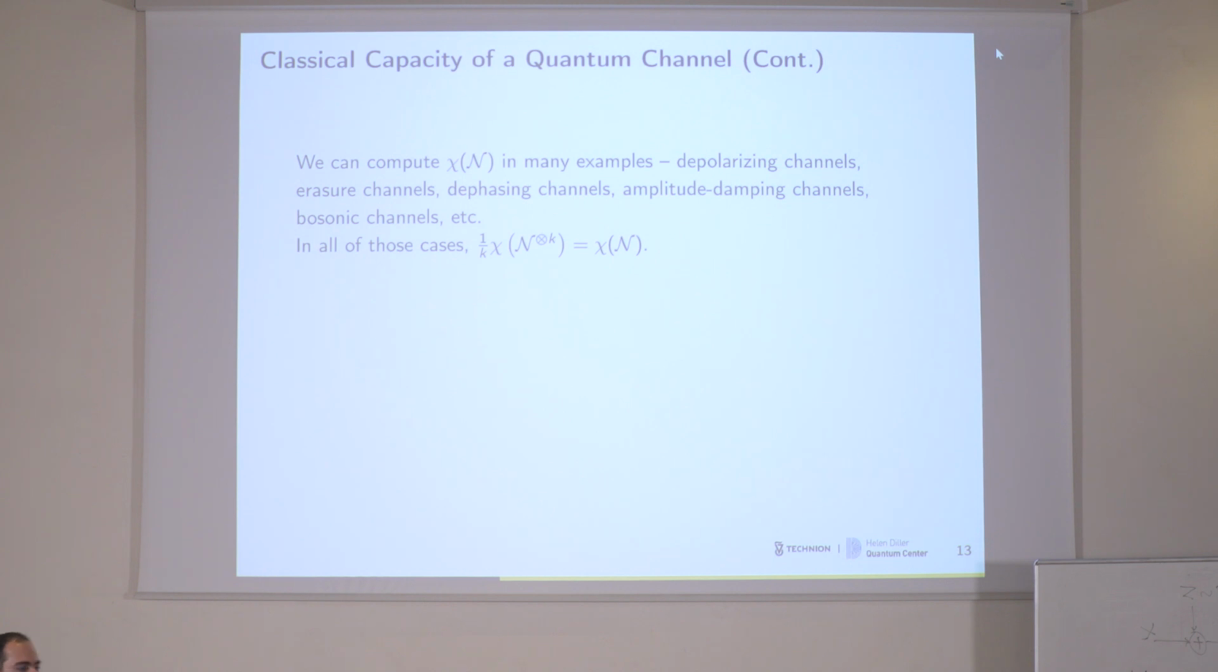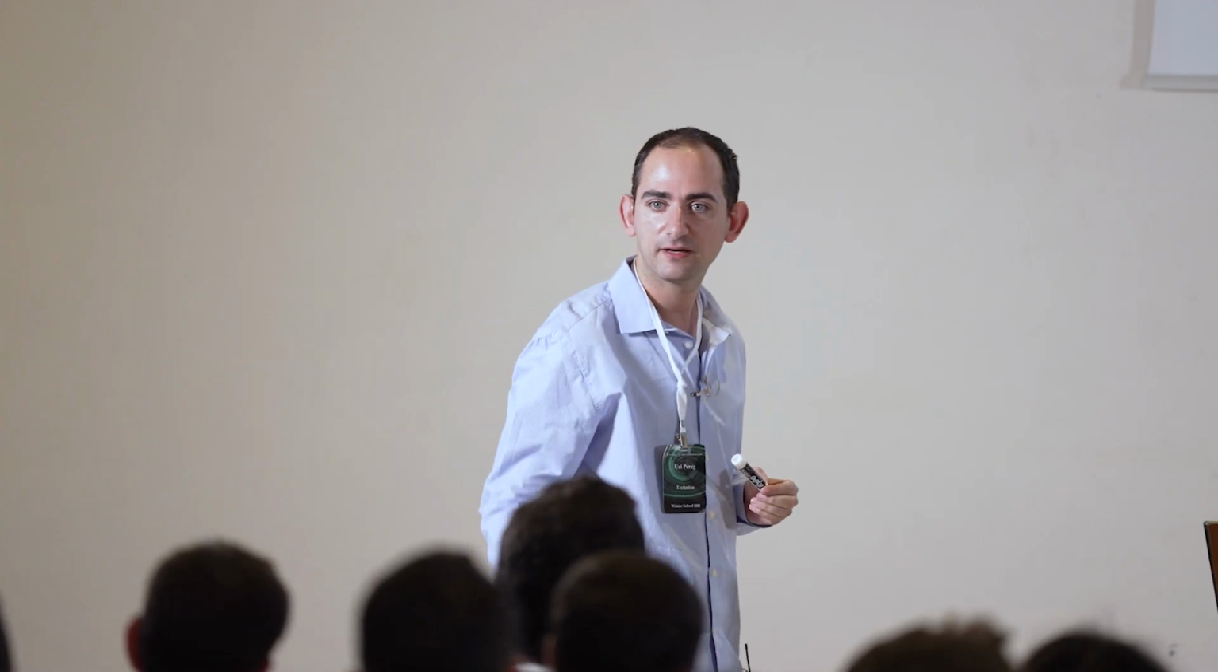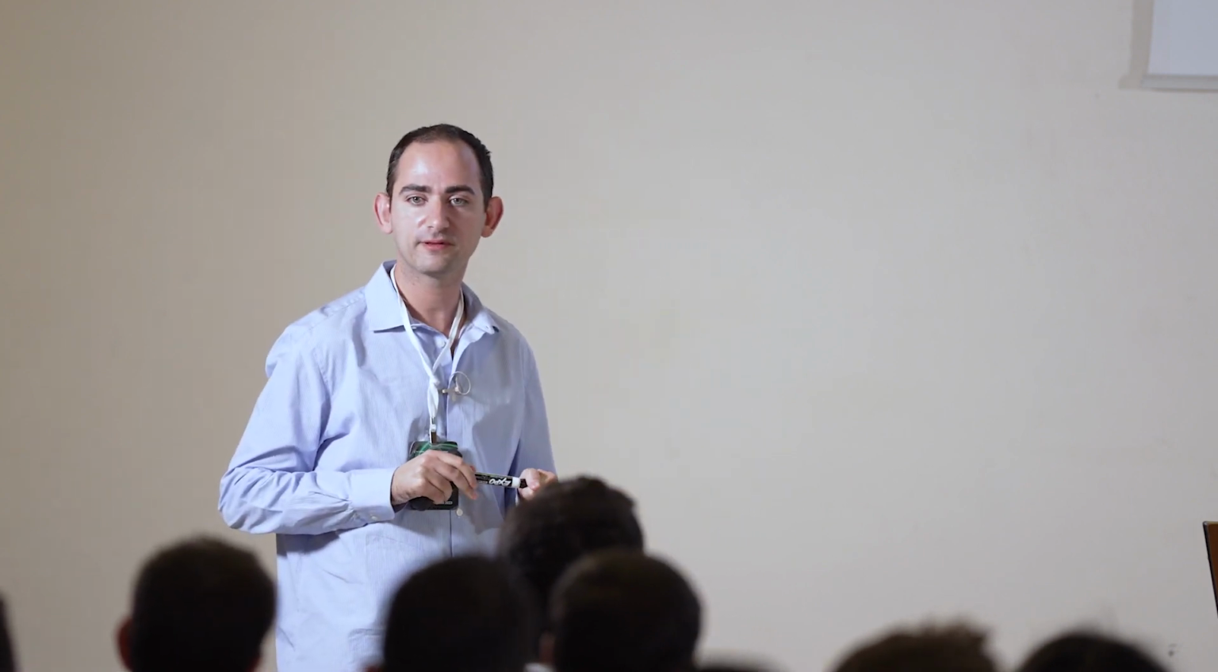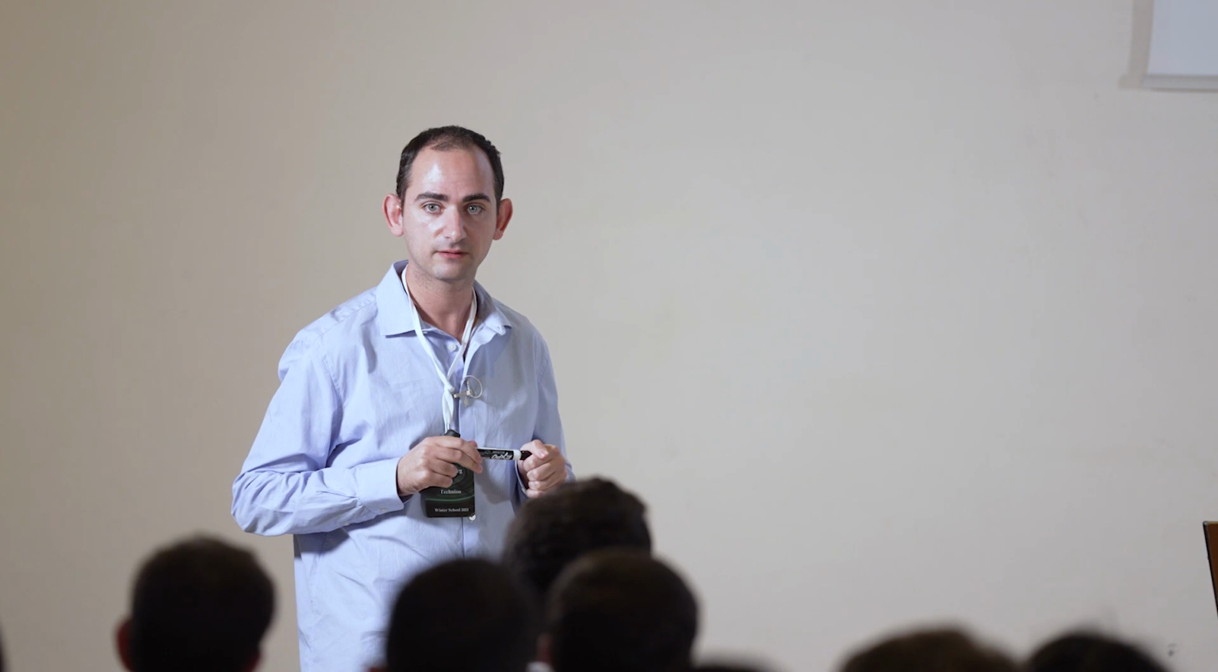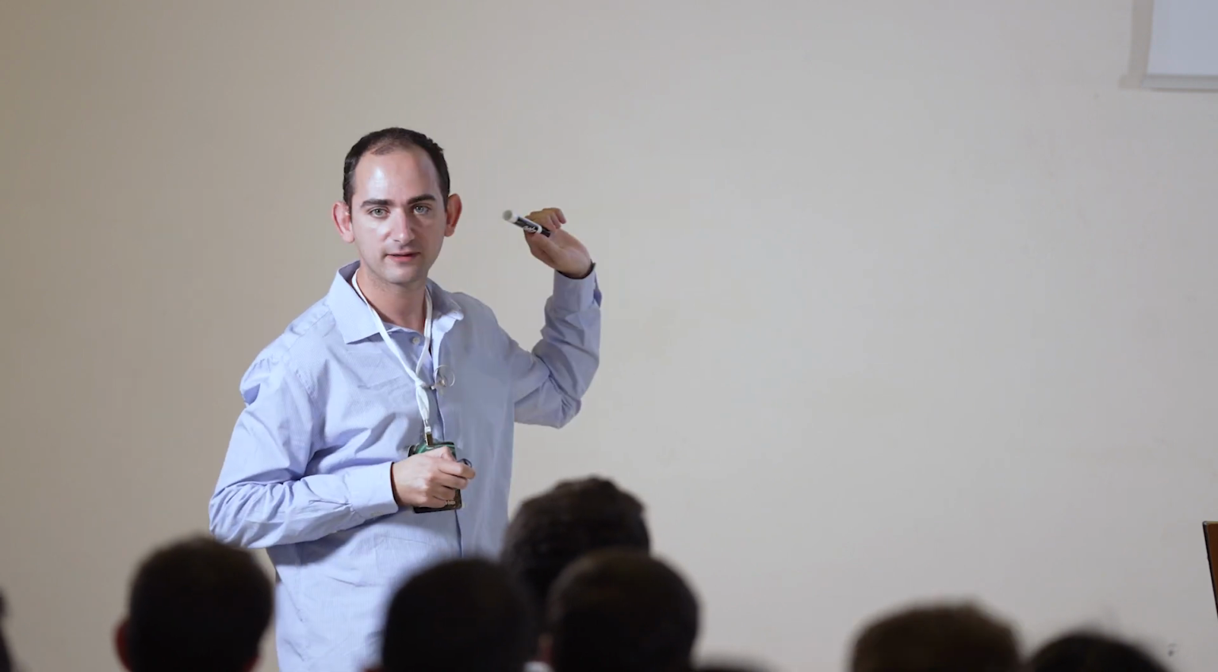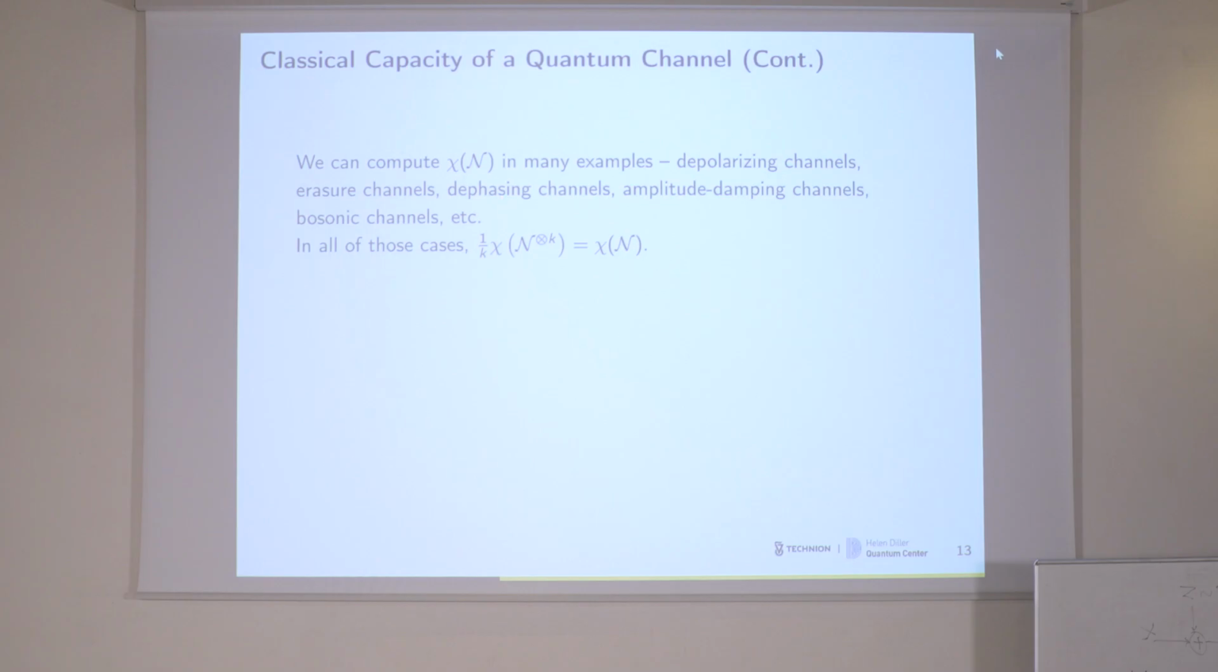Okay, so we can compute the Holevo information for many examples. The depolarizing channel, erasure channels, dephasing channels, amplitude damping channels. In the continuous variable case, we can compute it for bosonic channels. There are many channels where we can compute this. Furthermore, in all of those cases, you can show that this multi-letter formula reduces to the single letter formula, right? And you asked me before whether we can prove it with a product state, right? We can do this for all of those channels, and therefore we don't need this multi-letter formula.